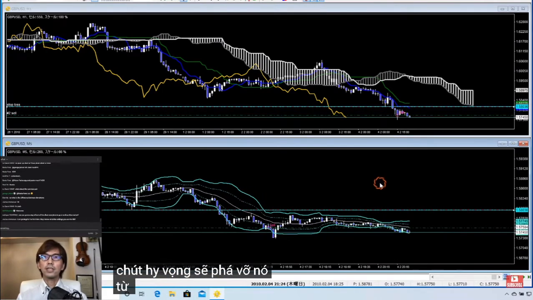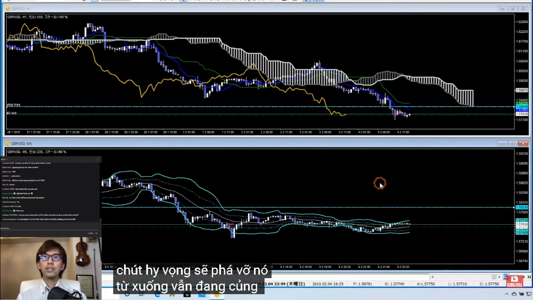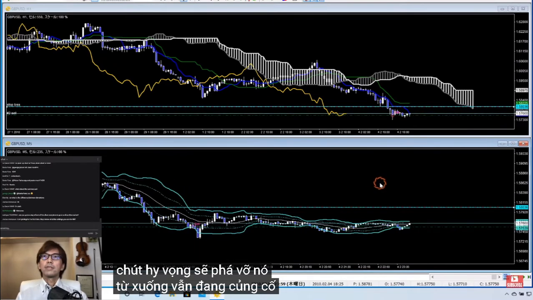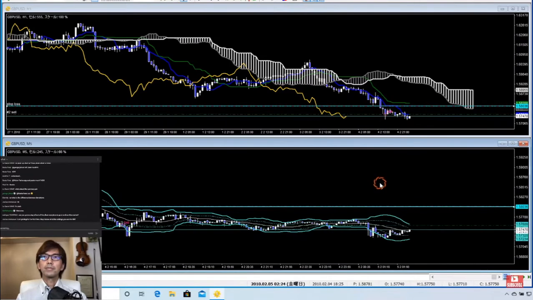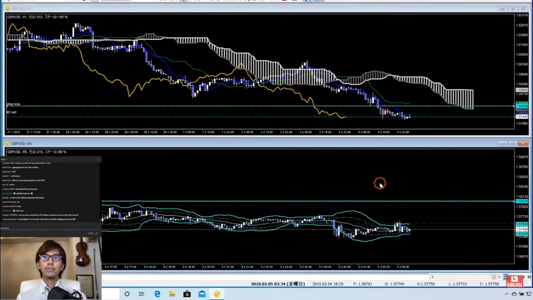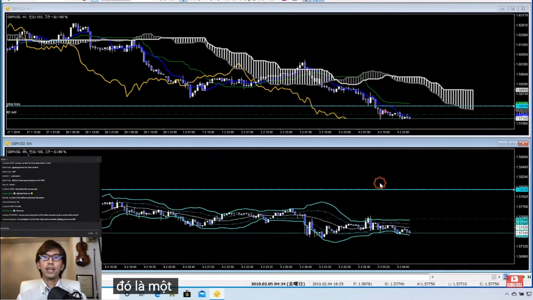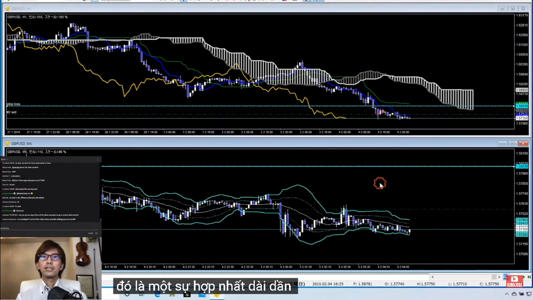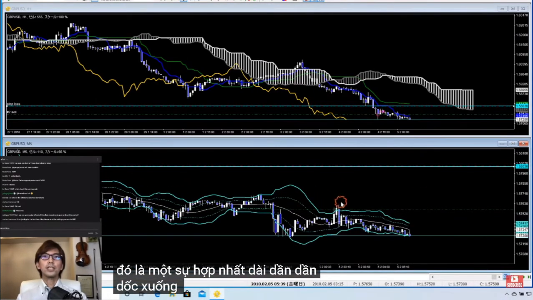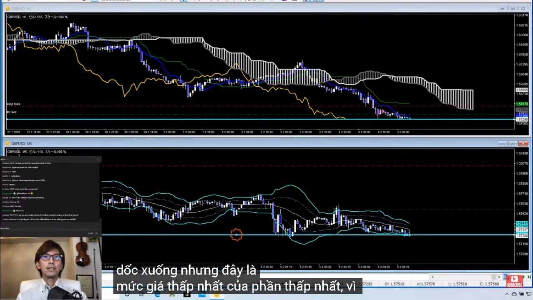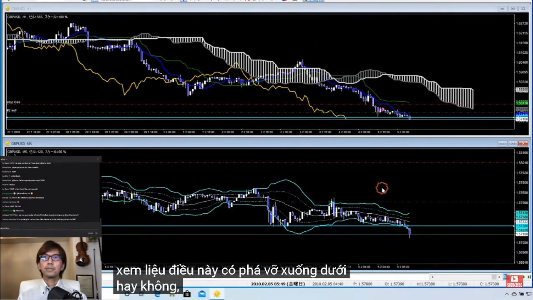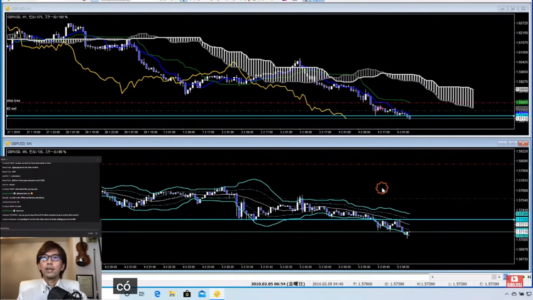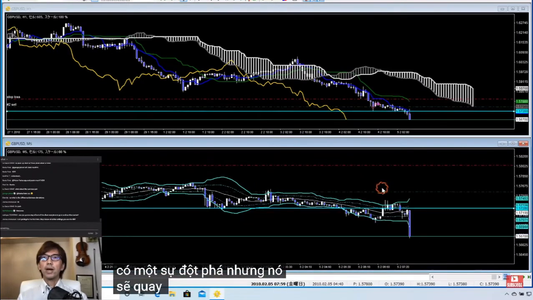Hopefully it breaks downwards. Still consolidating. It's a long consolidation, gradually sloping down, but this is at the lowest price level. So let's see if this is gonna break out downwards or not. Right, there is a breakout, but it's coming back up now.